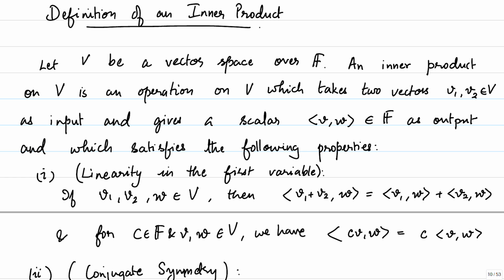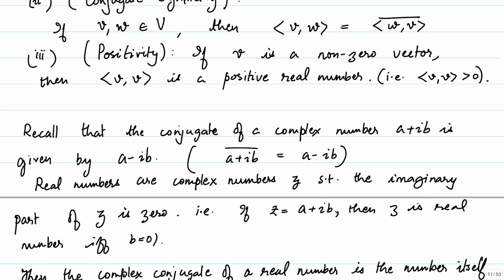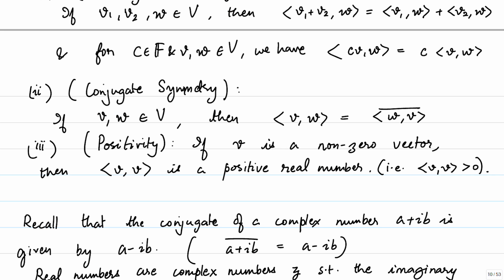This inner product satisfies the following three conditions. The first one is linearity. So, V1 plus V2 inner product with W is the inner product of V1 with W added to the inner product of V2 with W. Notice that in the right hand side, which I have just underlined by green here, the addition is of scalars in F.